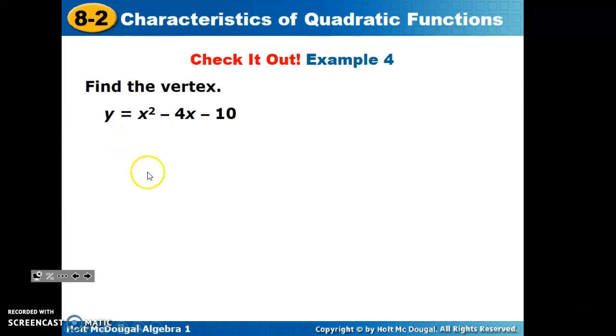And so starting 8.2 part 2, we want to check out example 4, finding the vertex. Go ahead and pause your recording. For x squared minus 4x minus 10, find the axis of symmetry, finding that x value by negative b over 2a, then substituting that x value back in to find the ordered pair that represents this vertex. So go ahead and pause and then come right back.